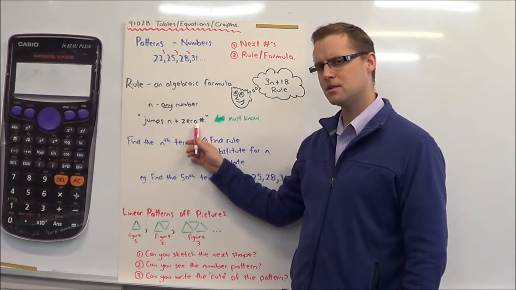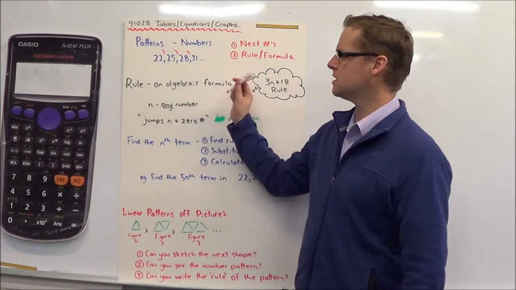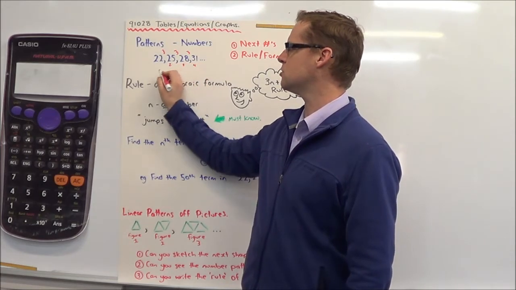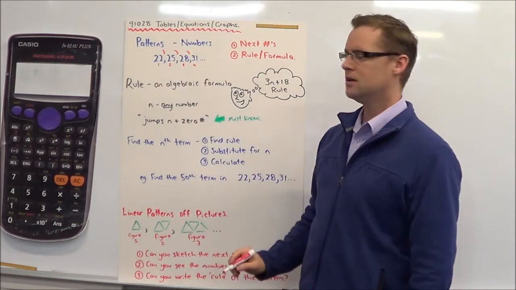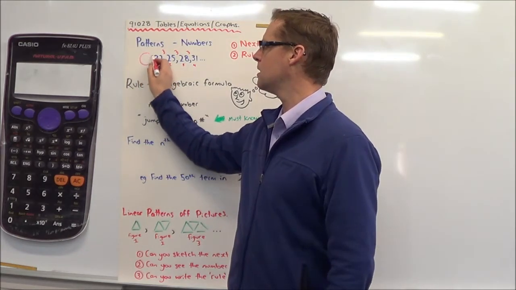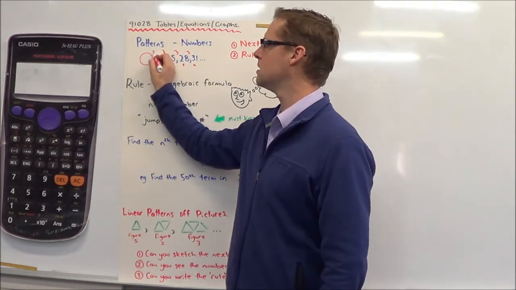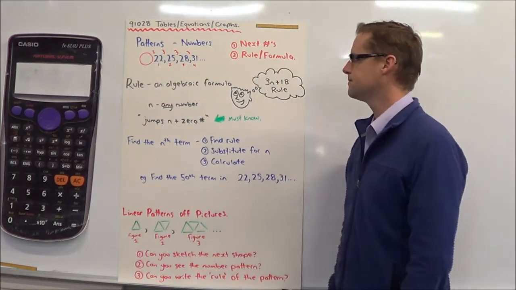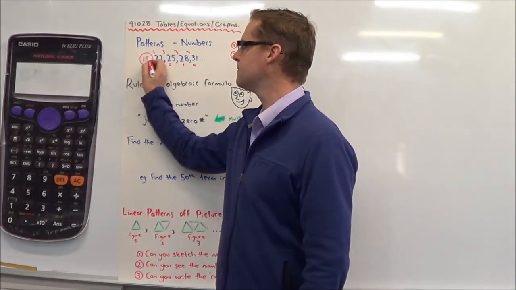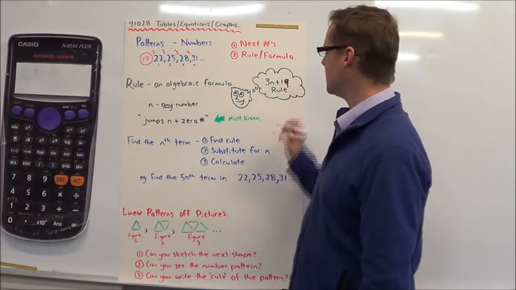Now the 0 number is a reasonably tricky idea. Here I have 4 numbers in a sequence. That's number 4, that's number 3, that's number 2, that's number 1. So the 0 number sits back here. Can you see what is 3 less than 22? So we have 19 there. So our rule is 3n plus 19.